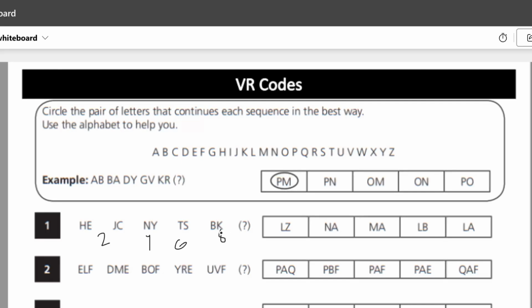The next one has to be 10. So we're going to go 1, 2, 3, 4, 5, 6, 7, 8, 9, 10. So our first letter is going to be L. We can cross out these.